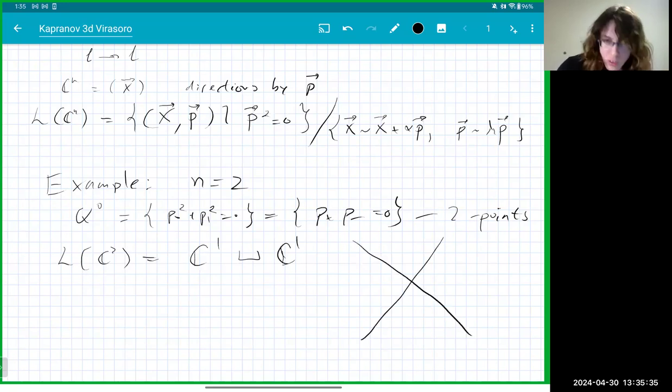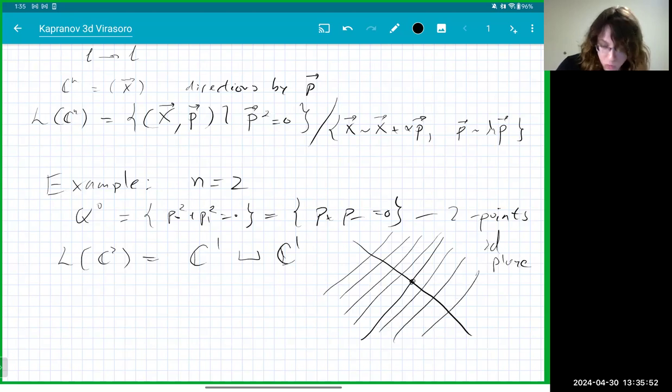Here is a picture for it. This is our quadric of null geodesics passing through 0, on the 2D plane. Just two of them, and all others are just shifts of these two. Here is one family, and here's another family. So these are our two C^1s.